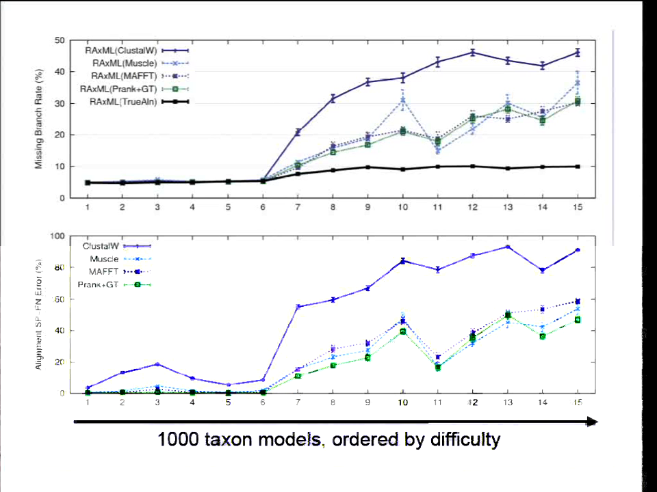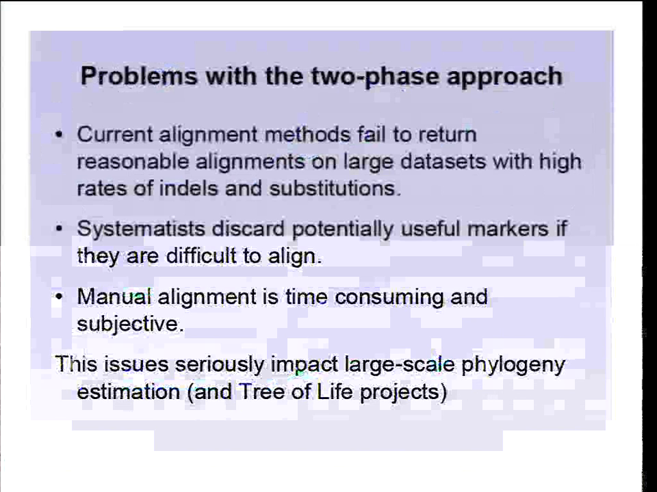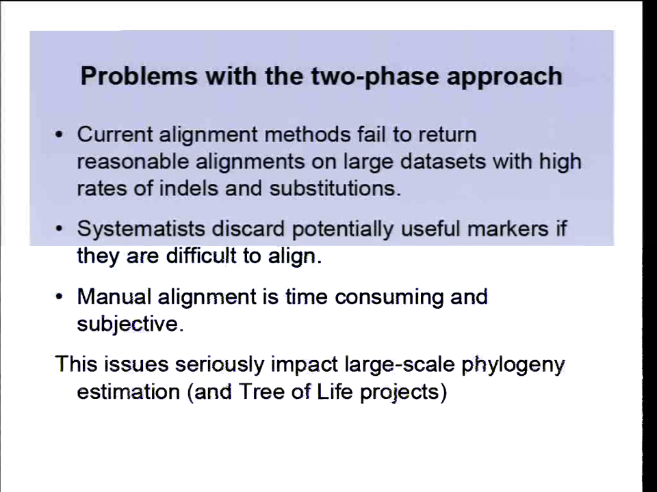Okay, so what do we observe from this? Current alignment methods really do fail to give sufficiently accurate alignments on large data sets that are evolving with a lot of insertions, deletions, and substitutions. There's so much error that, in fact, most systematists simply discard those markers. They will not use those markers in phylogeny estimation because they don't trust their ability to align them, and so they can't get good trees.